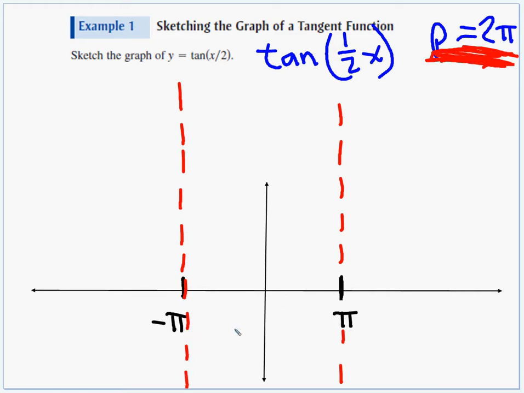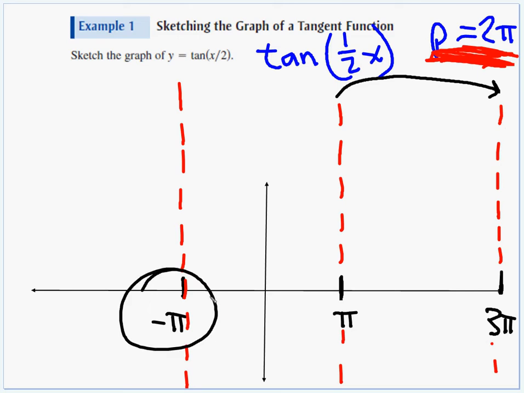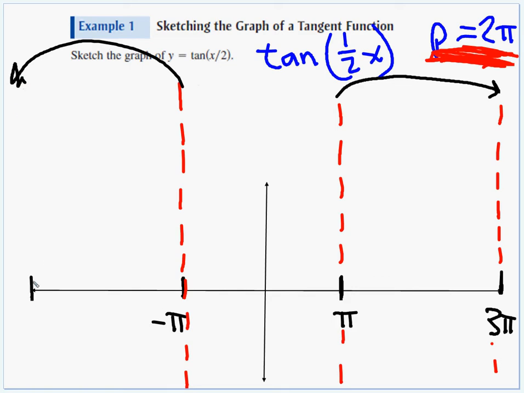Let's find a couple more. If I'm at pi and I jump 2 more pi to the right, that's going to put me at 3 pi. And that's another vertical asymptote. And if I'm at negative pi and I jump 2 pi to the left, that'll put me at negative 3 pi. And we found another vertical asymptote.